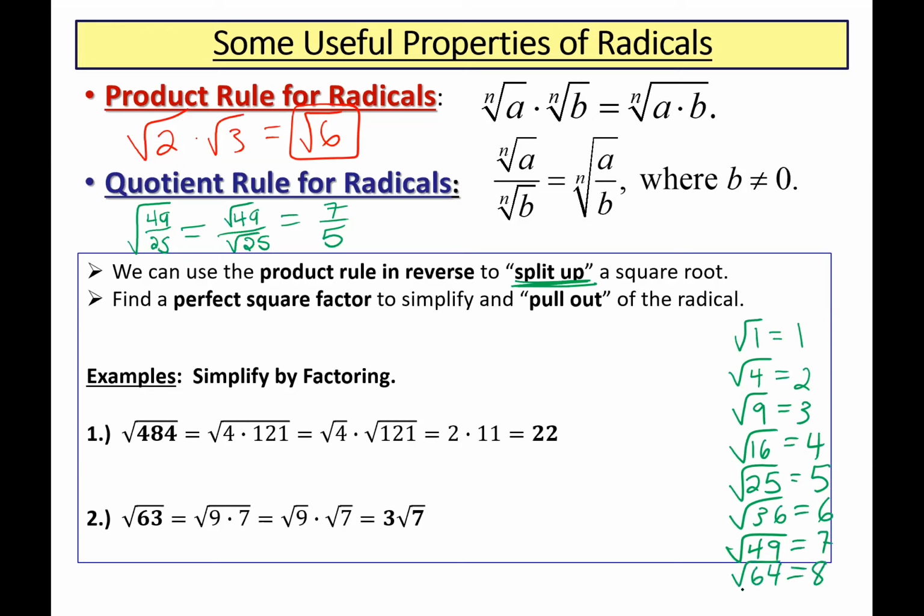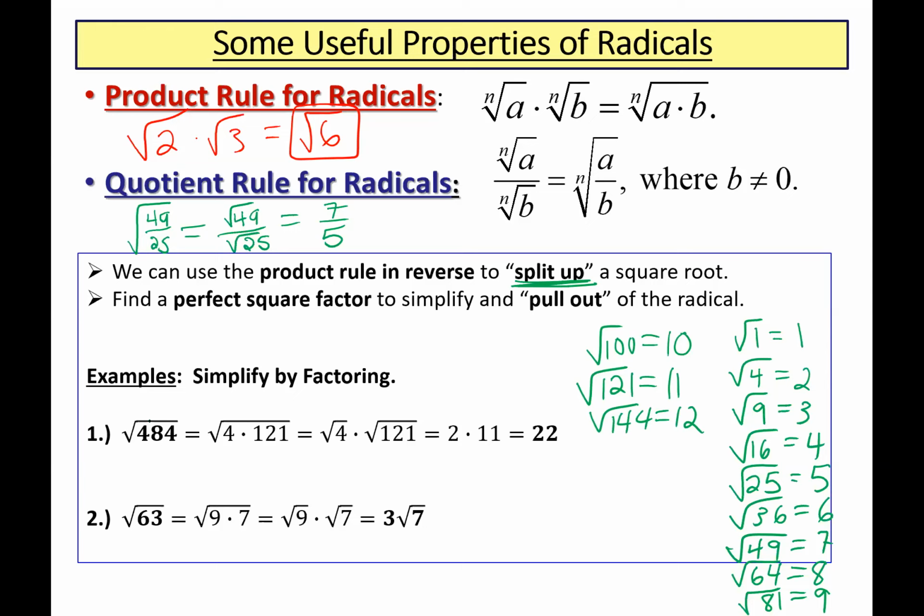I'm almost out of space. The square root of 81 equals 9. I was hoping to get us up to 12. Let's keep going. The square root of 100 is 10. The square root of 121 is 11. The square root of 144 is 12. There are more. It literally goes on to infinity, but that's a good list to be familiar with.